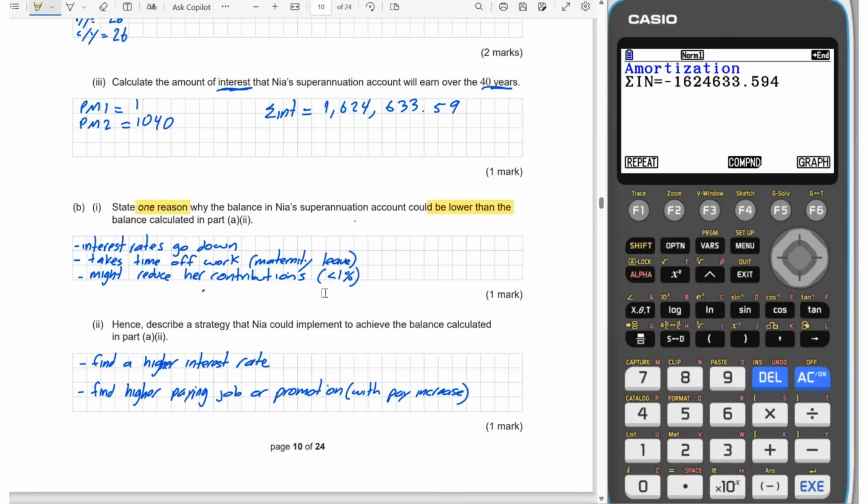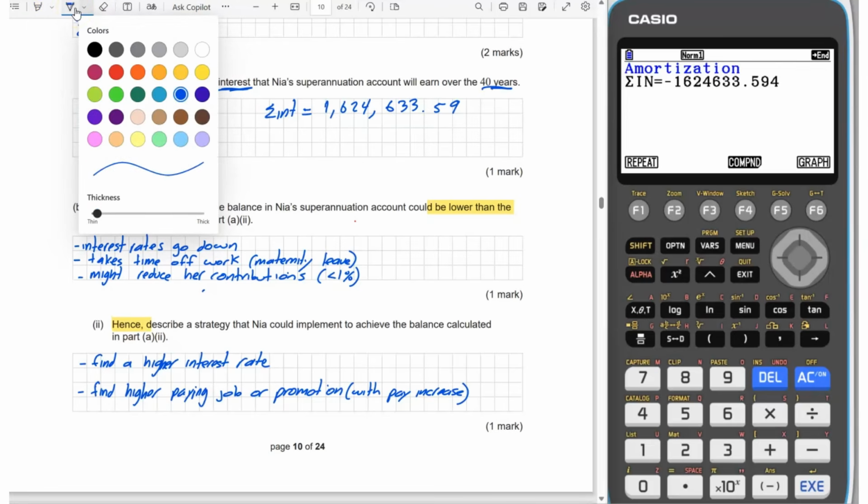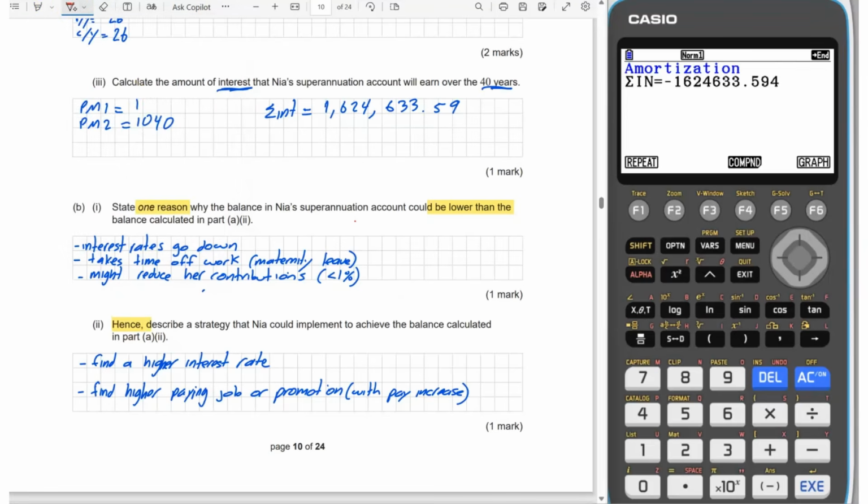Now, what we have to be careful of in part 2 is this is a hence question. So whatever we've written up above, we have to make sure that our answer below is kind of related. So for instance, if we say interest rates go down, then what we could do for Nia to keep her same balance is that she could find a bank with a higher interest rate, okay, to kind of supplement. If we said one of the other two, so either this one or this one, then I think this answer here could cover both.